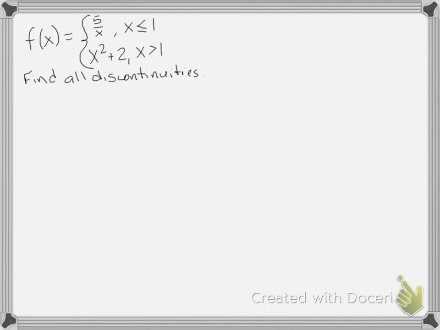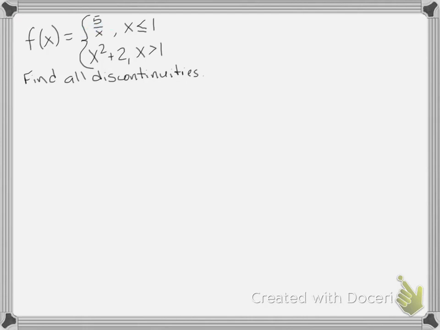Otherwise, the removable and the infinite, those come from dividing by zero, the times when our function's not going to exist. So we can do any of those that we want to deal with first. I'm going to go ahead and deal with the removable and the infinite first. So when I'm dealing with that, I need to look at each individual piece. First I'm going to start with this top piece here, the 5 divided by x.